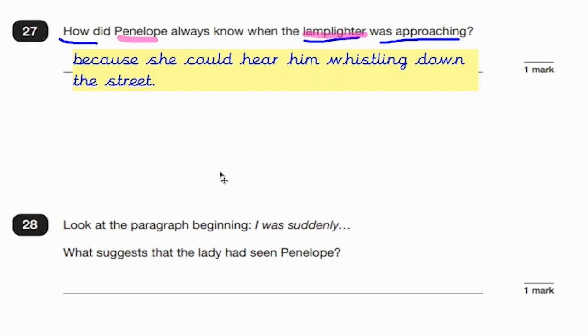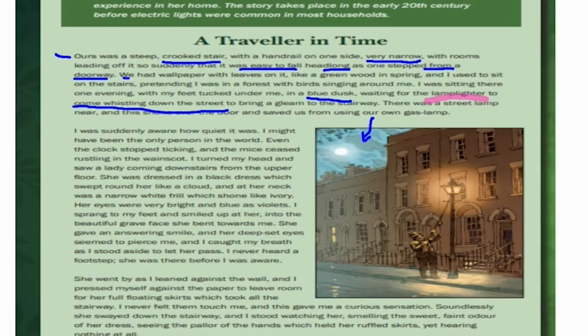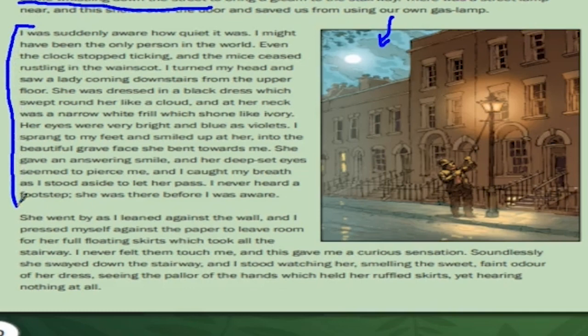Okay, question 28. Look at the paragraph beginning, "I was suddenly..." So we're looking at a different section now, but it tells us where to look. What suggests that the lady had seen Penelope? So what this question is asking for is some evidence from the text that suggests that the lady had seen Penelope. So keywords in this question are lady and the fact that she's seen Penelope. So what suggests that, how do we know that she's seen Penelope? Let's go back to the text and have a look. All right, so we're looking in a different paragraph this time. We're looking at the paragraph "I was suddenly," so that's this section here. And we're looking for a reason that we know that the lady has seen Penelope.